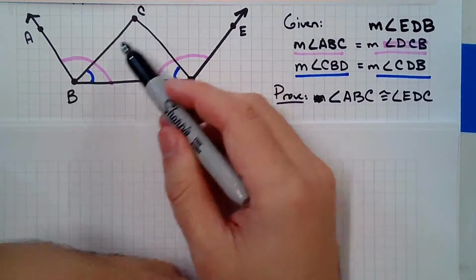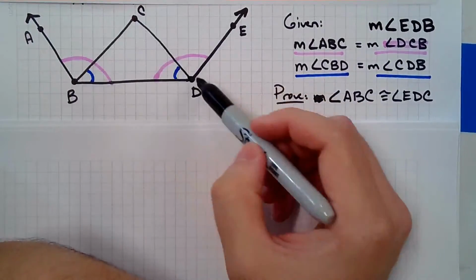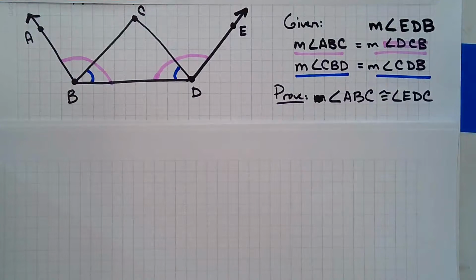They also tell us that CBD, this blue angle, is equal to CDB. D is in Danny. B is in bar mitzvah. I hope I'm invited.